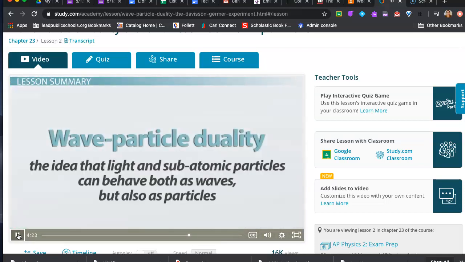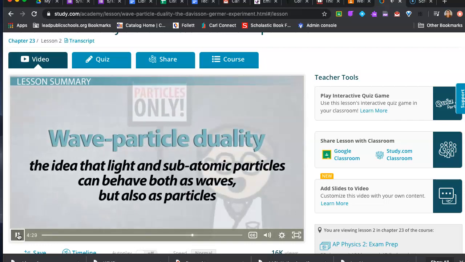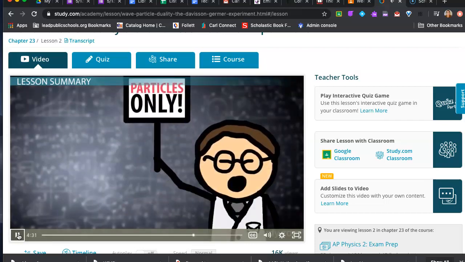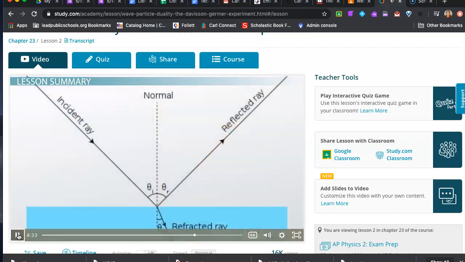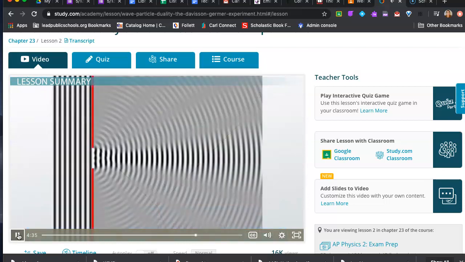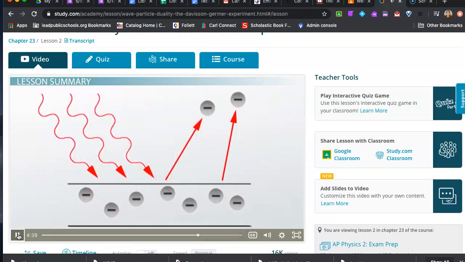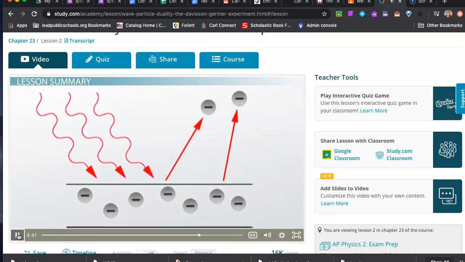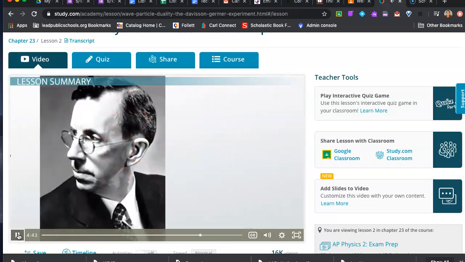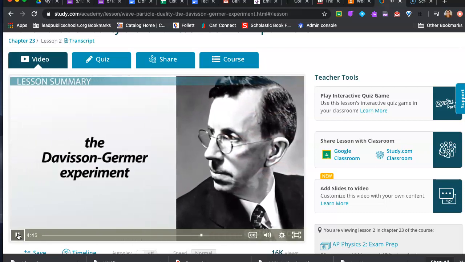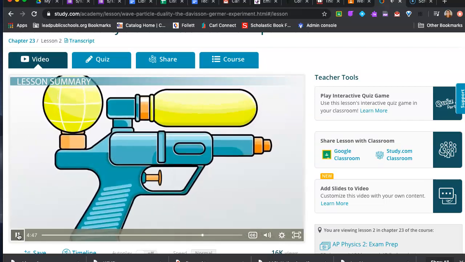Wave-particle duality is the idea that light and subatomic particles can behave both as waves, but also as particles. It means that the two states are not mutually exclusive. We knew from the 19th century that light could reflect, refract, and diffract like a wave. And Einstein's photoelectric effect experiment showed us that light could also behave like a particle. But then the Davisson-Germer experiment showed that particles like electrons could also behave like waves.